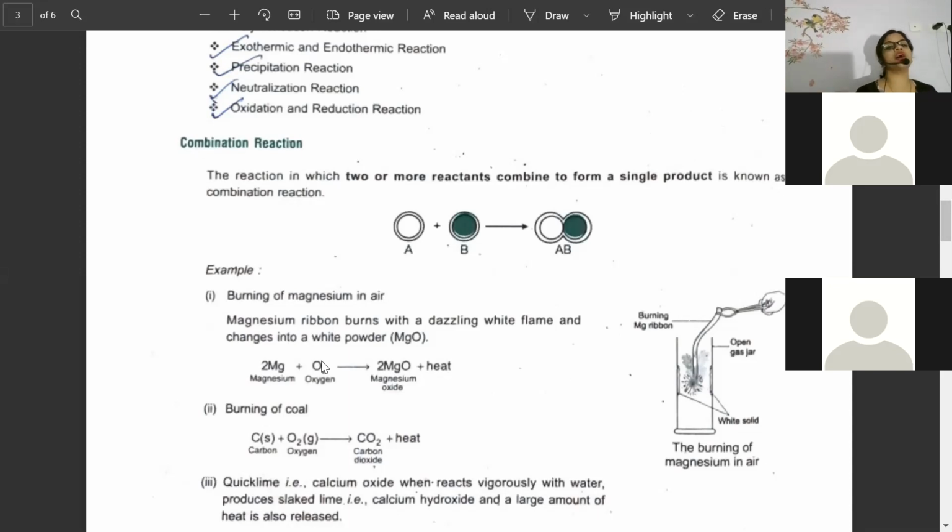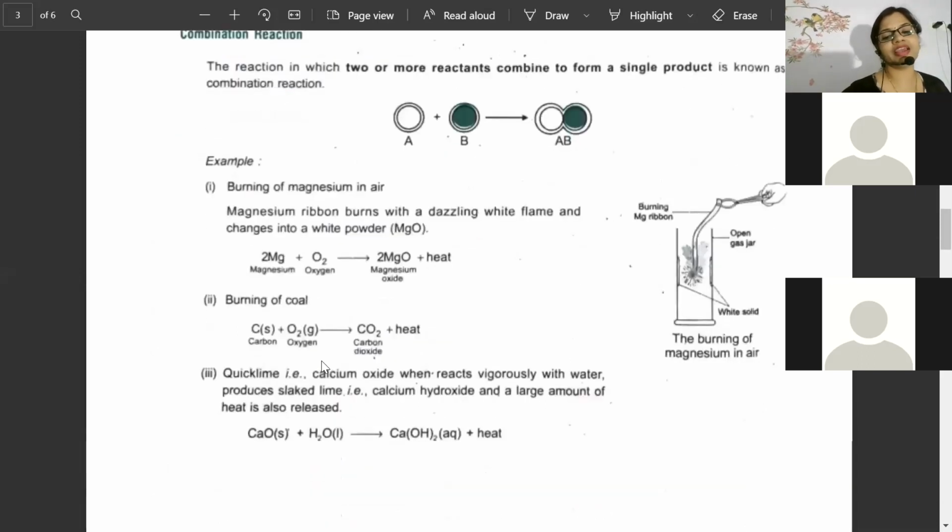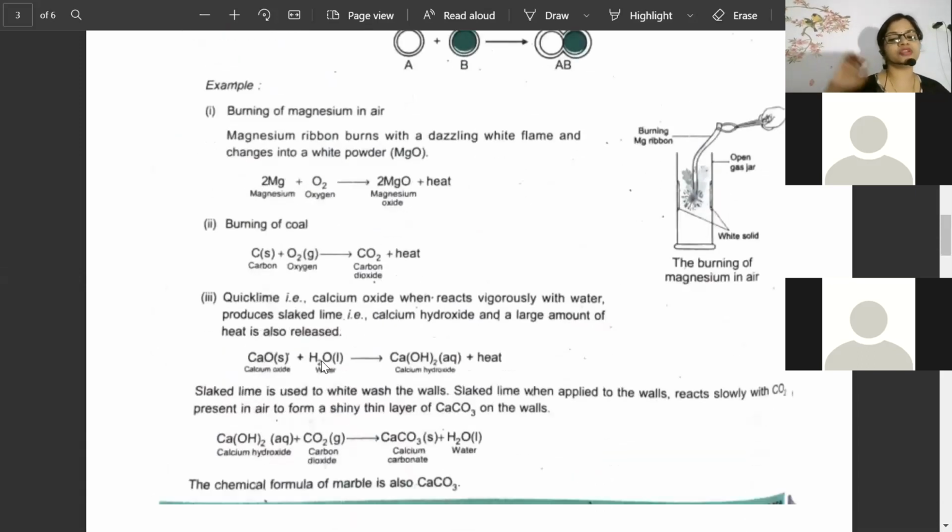Now, beta, burning of coal. Definitely, when coal burns, carbon dioxide gas will be released. With that, heat will be there. So release of heat again indicates an exothermic reaction. Now let's see another example of an exothermic reaction.